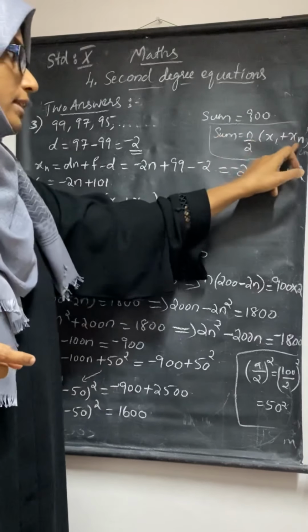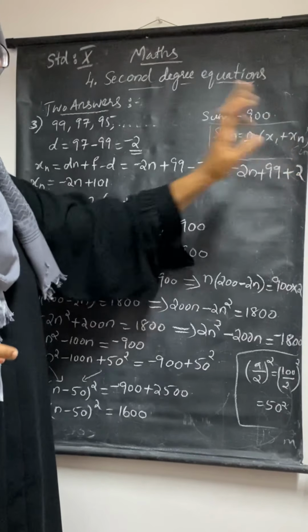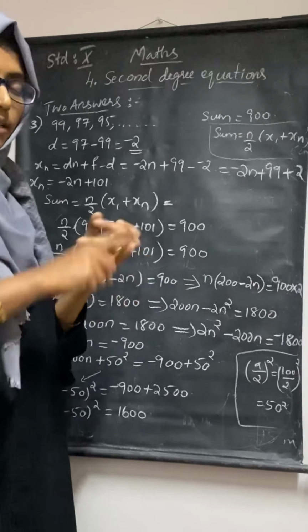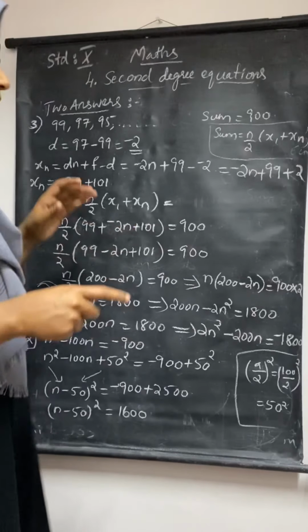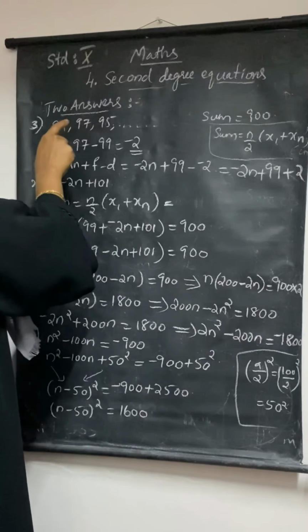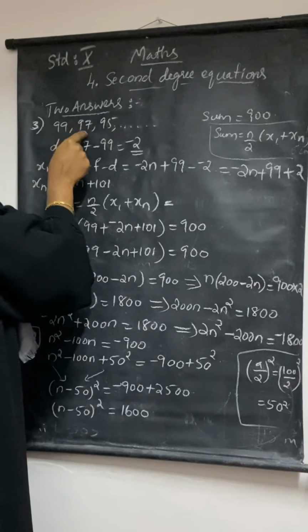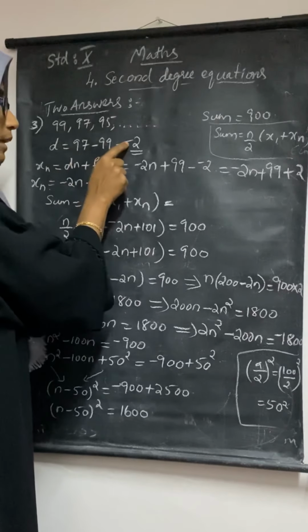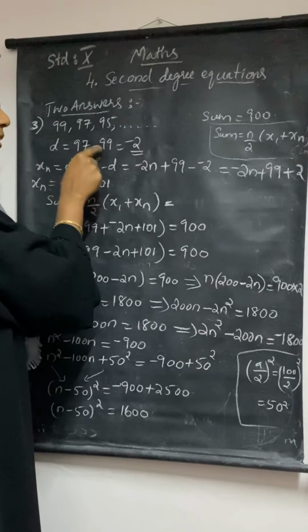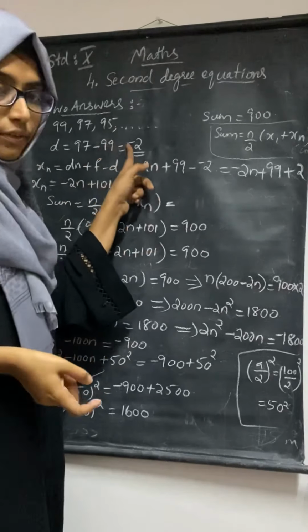Now before that, xn is missing. That we can find out by using the xn formula: xn is equal to dn plus f minus d. Before that we want to know the difference. So second number minus the first number: 97 minus 99, you will get minus 2, because this is a smaller number and this is a larger number. So minus 2 is the difference here.